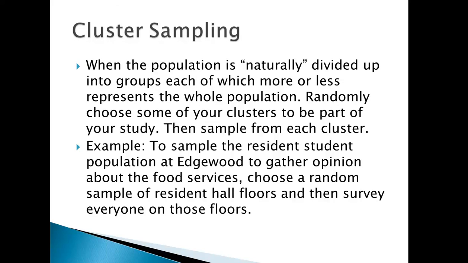In cluster sampling, when the population is naturally divided up into groups, each of which more or less represents the whole population, you randomly choose some of your clusters to be part of your study, then sample from each cluster. Sample all of each cluster. So if you want to sample the resident student population in Edgewood, you might choose a random sample of residence hall floors and then survey everyone on those floors. Or if you wanted to survey all Edgewood College students, you would take a simple random sample of classes, like Math 125 or Math 121 taught at 2 o'clock on Tuesdays and Thursdays, and go into those classes and survey the whole class. That would be much easier than trying to find isolated people who aren't going to be all in the same place at the same time.